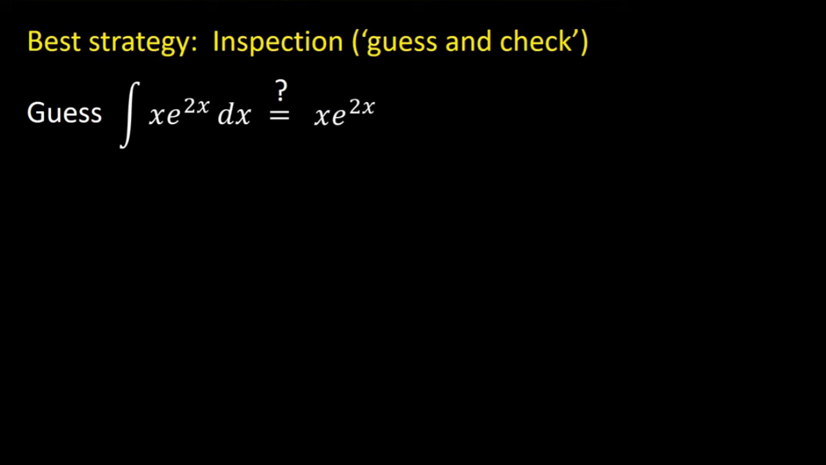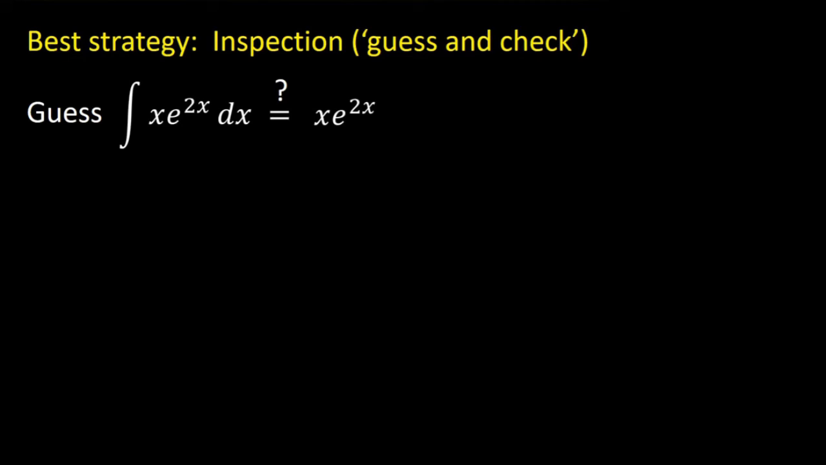Here's another guess and check. This one is a little more involved. I want the antiderivative of x times e to the 2x. I'm going to guess x e to the 2x. Make your first guess really simple and don't worry about constant factors or anything. You can worry about them later.